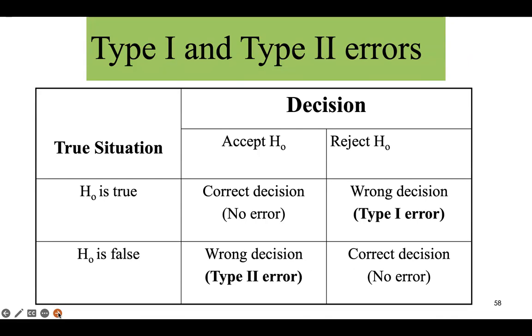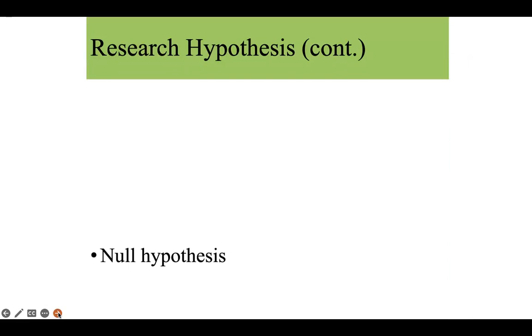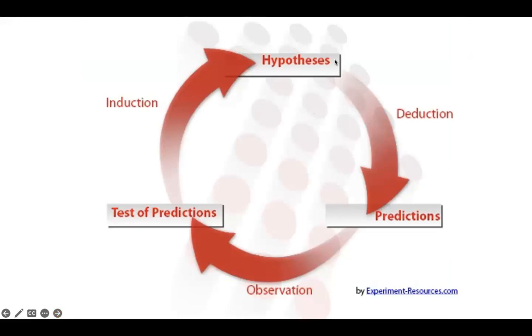This depends on the rejection or acceptance of this. Always make a null hypothesis and always make an alternate hypothesis. This is a simple way of the hypothesis: induction, prediction, observation, test prediction, and deduction. This is just a cycle of this one. Here is another: make a hypothesis.